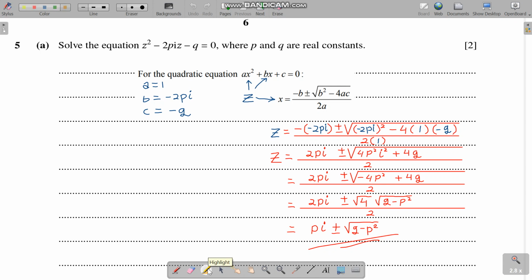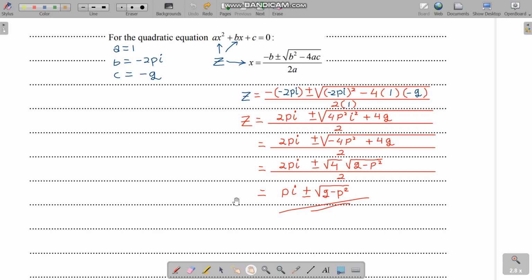So solve the equation. We use the quadratic formula in the MF19 as usual. So the x in the formula is z in this case, and for the a, b, c coefficients, this is 1 for a, minus 2pi for b, so the i is included for b, and for the c, minus q. Now we plug into the formula and we simplify.